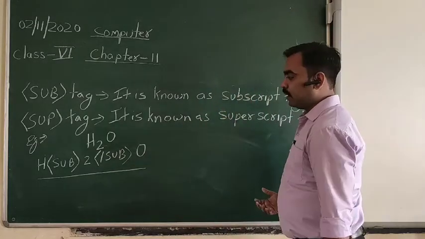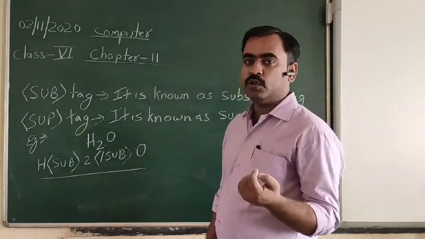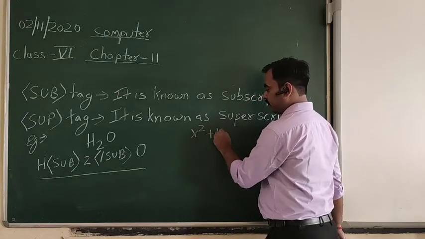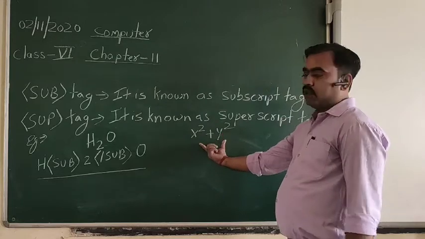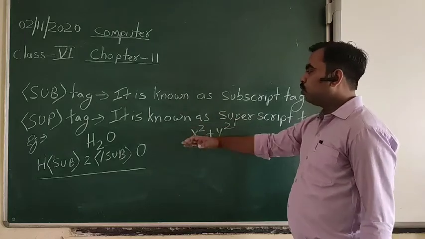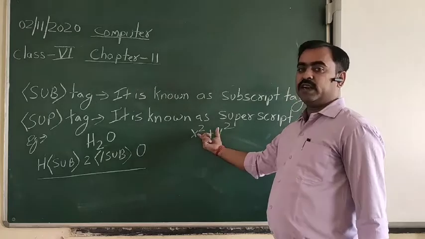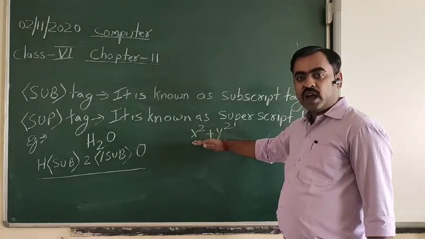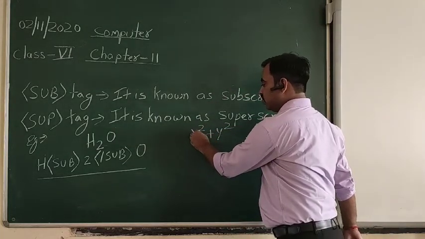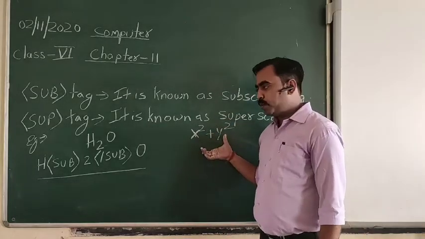Now take another example. If you want to display a mathematical formula like x square plus y square, you want to write this mathematical formula. Now what you have to do is display this particular text, that is 2, just half above the general text. So we have to use the superscript tag.